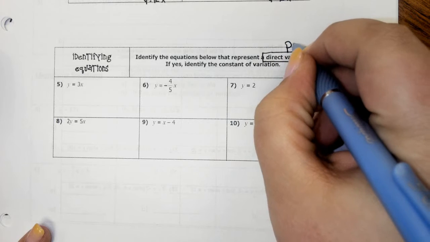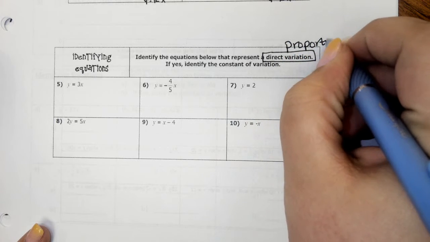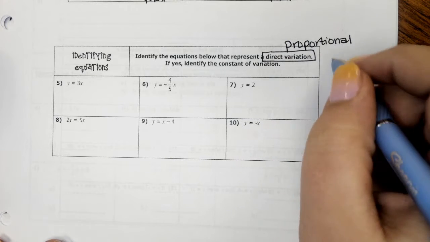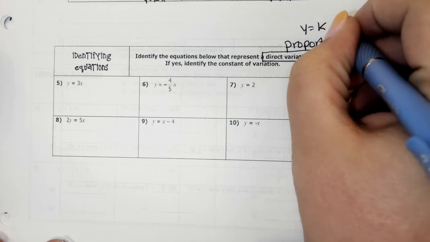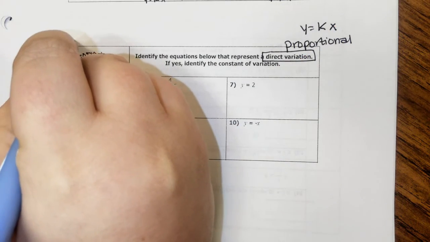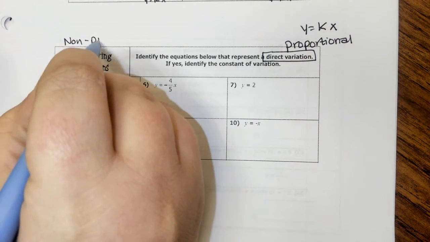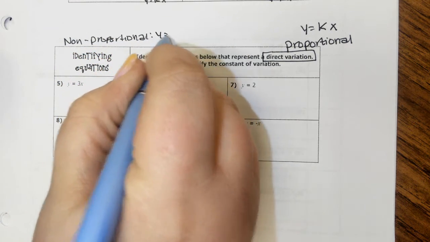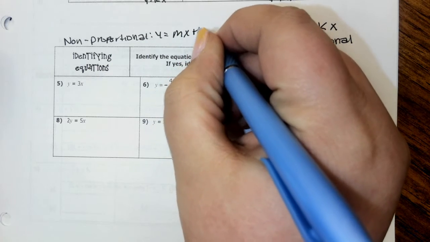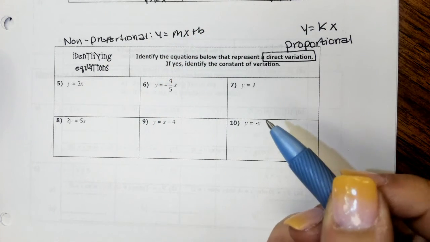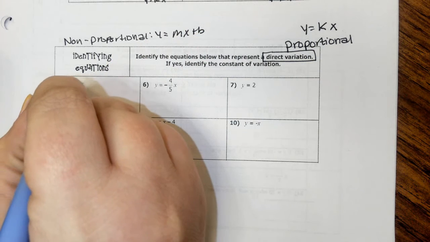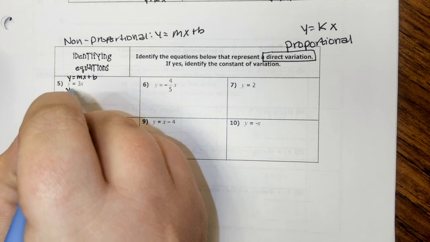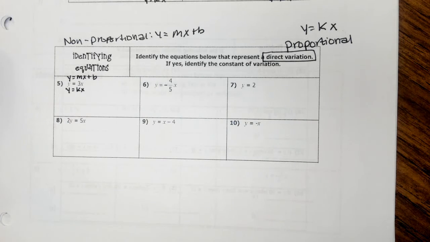Direct variation just means that it's proportional, that the relation is proportional. And remember, if it's proportional, this looks like y equals kx. However, if it's non-proportional, it looks like y equals mx plus b. So I'm going to have y equals mx plus b above the equation and y equals kx below it, just so I can compare very easily.